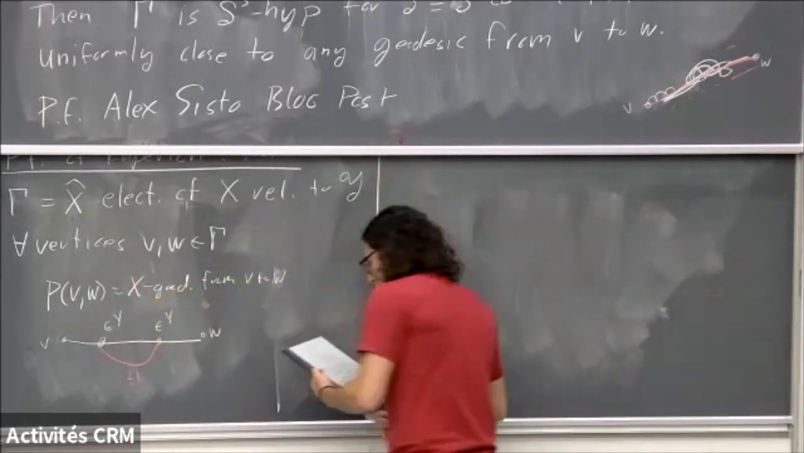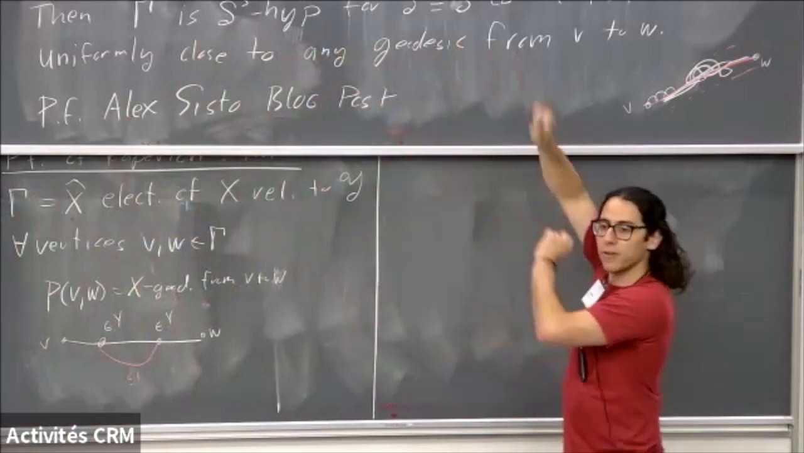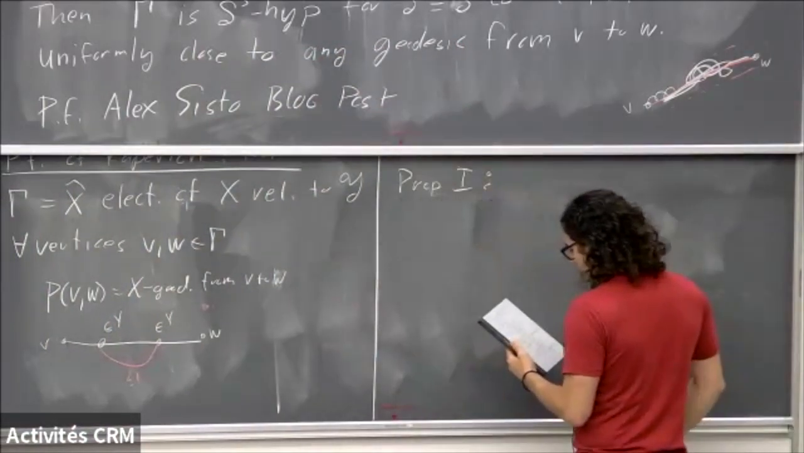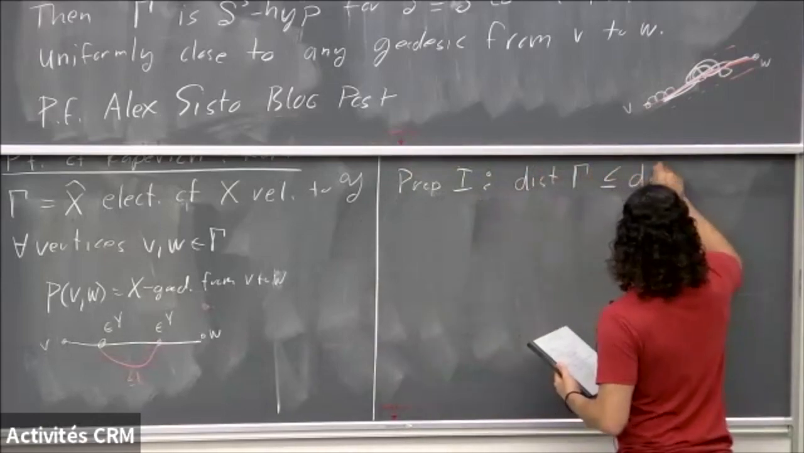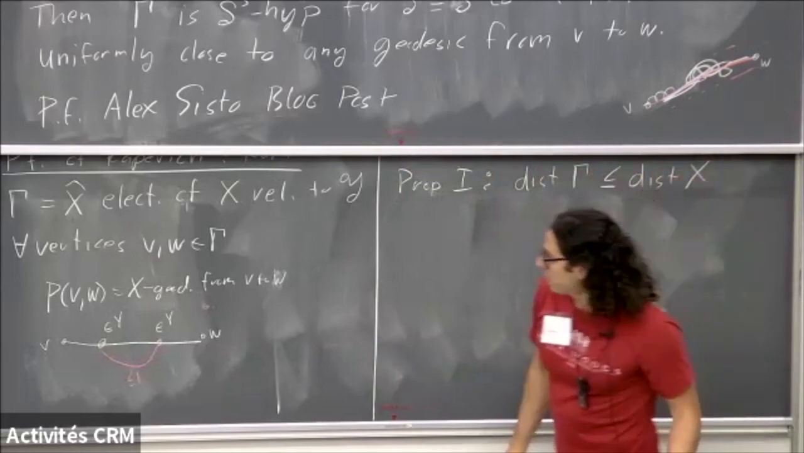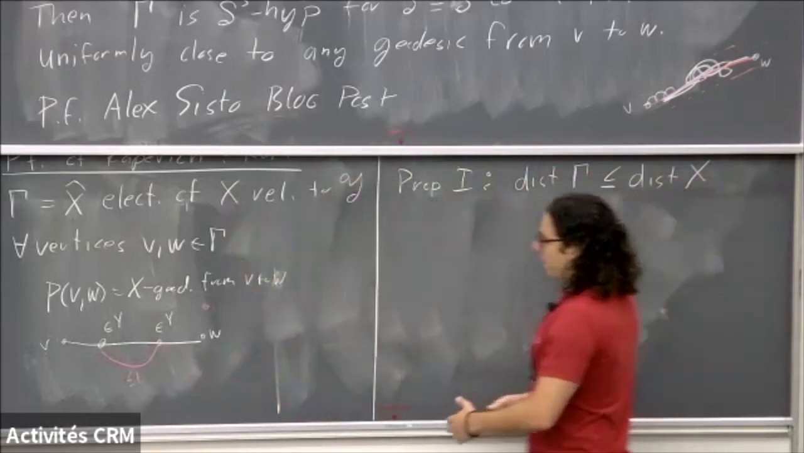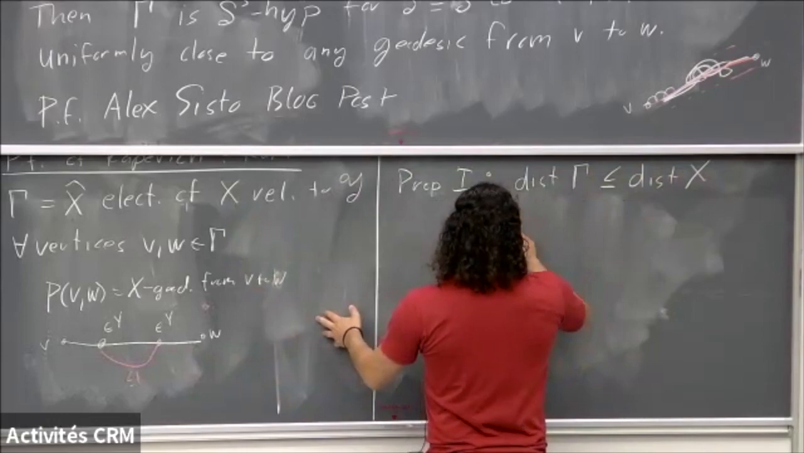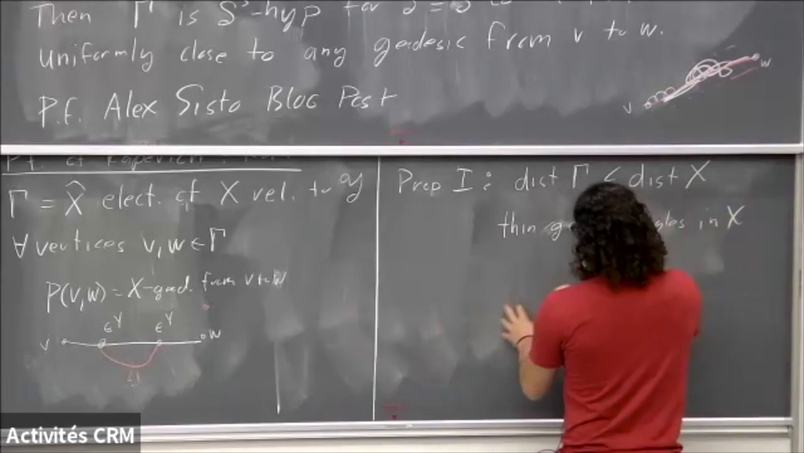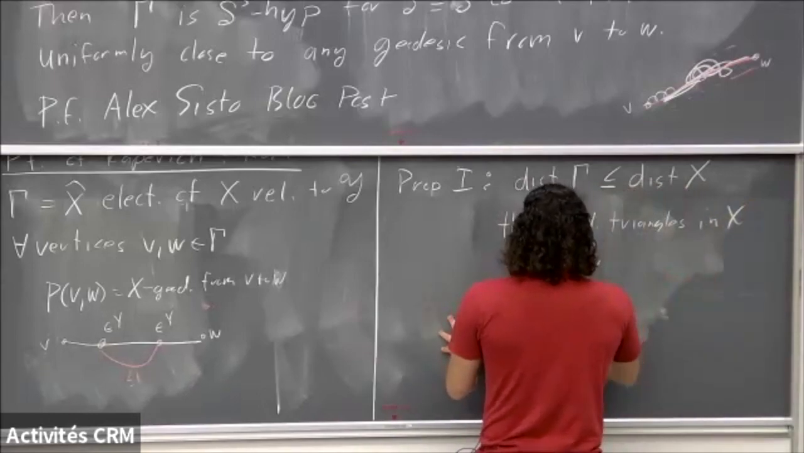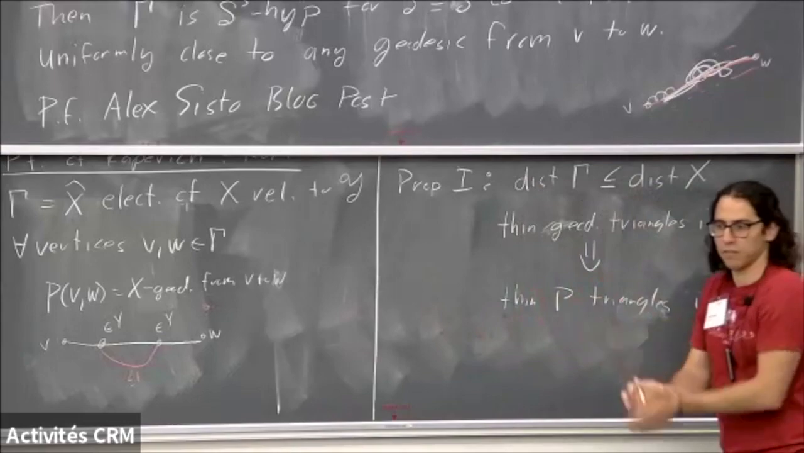But what's convenient is that this first property over here, the path triangle condition, is automatic. So why is that? Distances in gamma are less than or equal to distances in x. Because what is gamma? It's the graph x, but I've added more edges, so distances don't have to go up. So thin geodesic triangles in x imply thin P triangles. If two sides were delta close before, they're still delta close because distances have gone down. Do you want me to draw a picture?